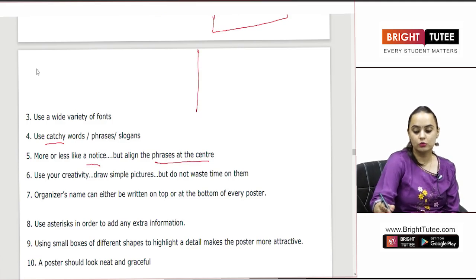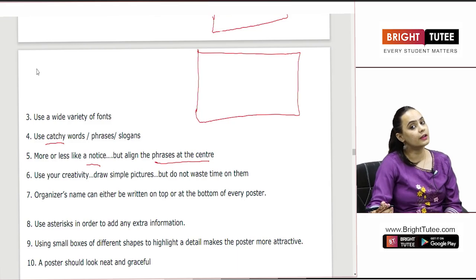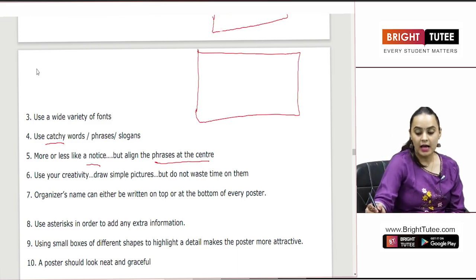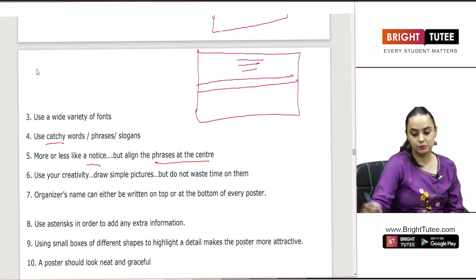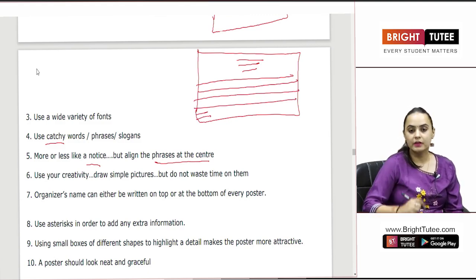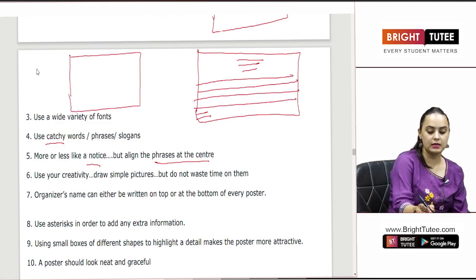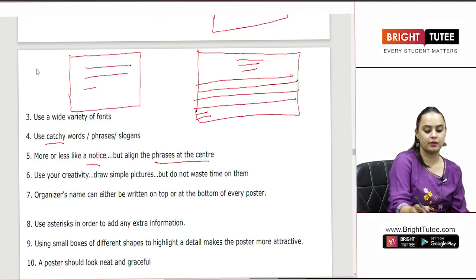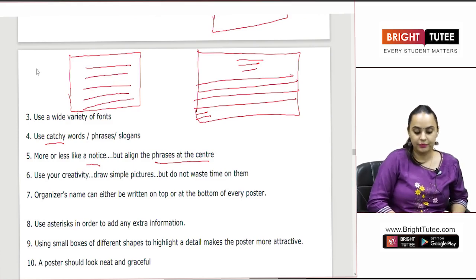When we write a notice, there is a proper format. You must have seen my video that I recorded on notice writing, and you saw that writing a notice had a proper format. The content had to be written and at the end the close again. But in case of a poster, everything is aligned in the center. So whatever you write, whatever you draw is always aligned in the center.